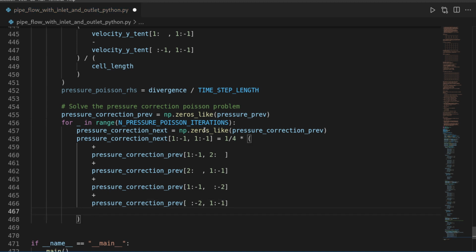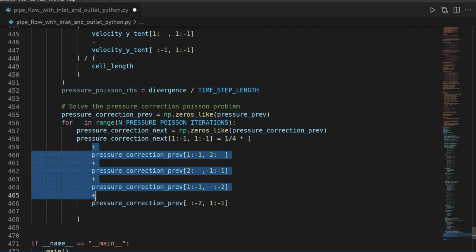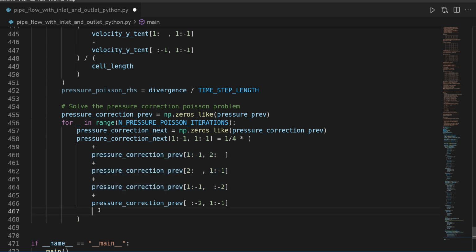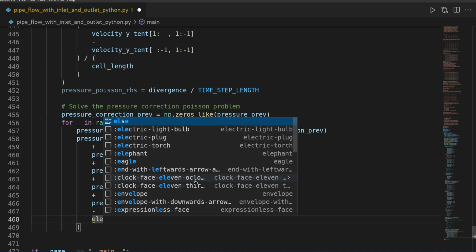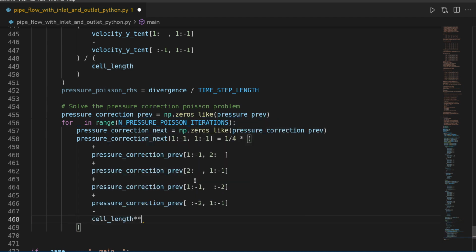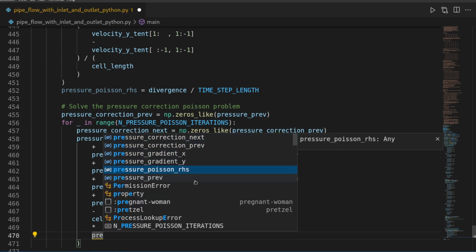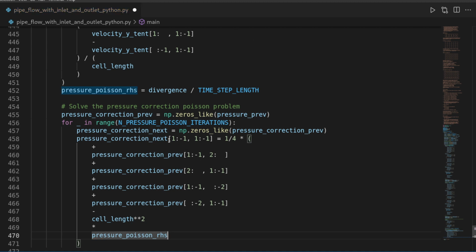And then on the right side, we get a minus in there because we had this prefactor with -4, which is also the reason these are positive, because they went on the right hand side. And here we then have a minus and get the cell length squared, which was in the denominator for the 5-point stencil, multiplied with the pressure Poisson right hand side. And here we don't have to extract the interior because this already is just the interior. So it has the correct shape.